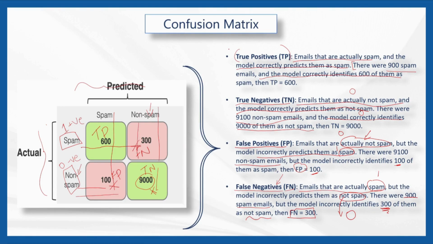So this is a clear definition of what a confusion matrix is, and now you understand why it is called confusion: we are comparing actual versus predicted, and most of the time they are never the same, hence the name confusion matrix.